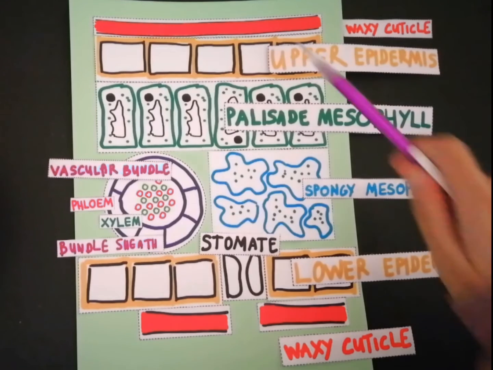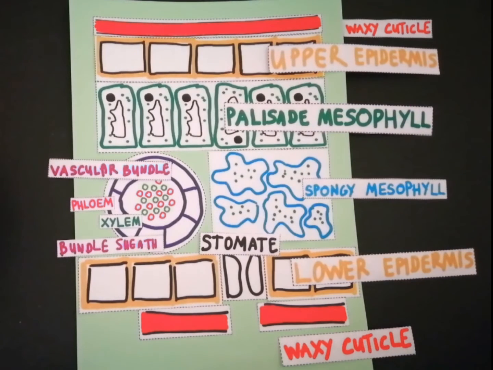Okay, the next one is the upper epidermis. The upper epidermis helps protect the leaf by preventing water loss and providing an extra layer between the outside and inside of the leaf.